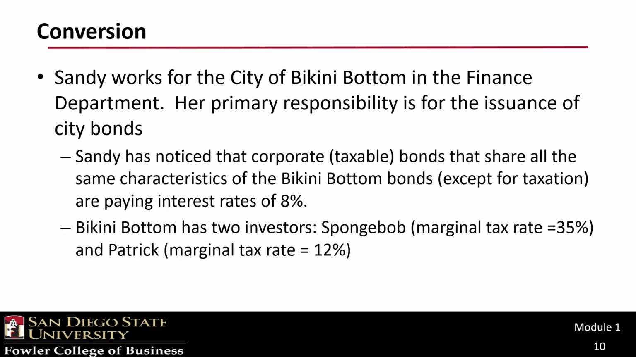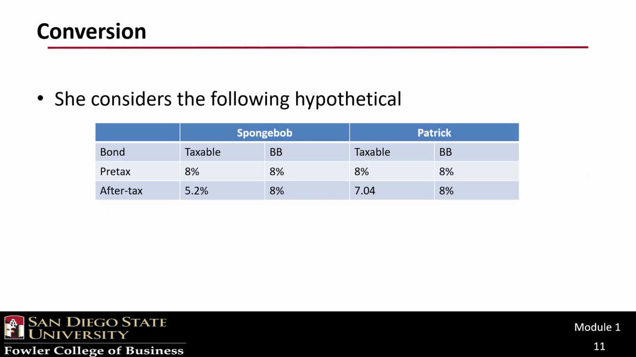So Sandy works for the city of Bikini Bottom in the finance department, and her primary responsibility is for the issuance of those city bonds. And Sandy noticed that the corporate taxable bonds that share all the same characteristics of Bikini Bottom bonds, except for taxation, are paying 8%. And Bikini Bottom has two investors, SpongeBob, who has a marginal tax rate of 35%, and Patrick, who has a marginal tax rate of 12%. So she considers the following hypothetical example.